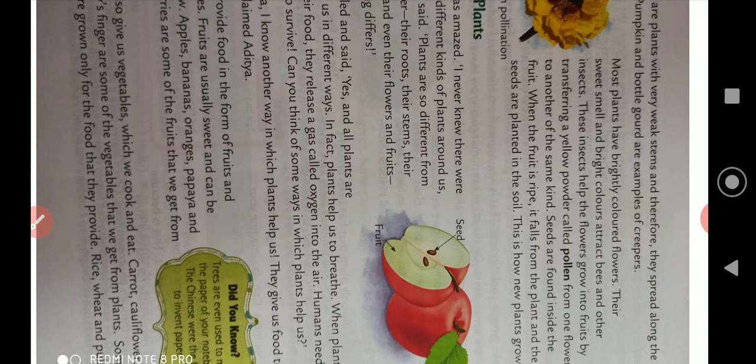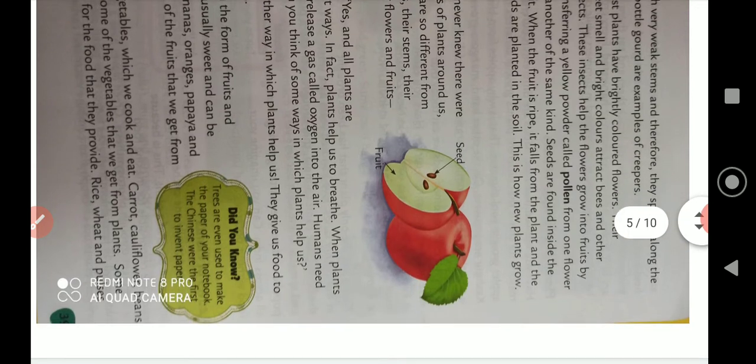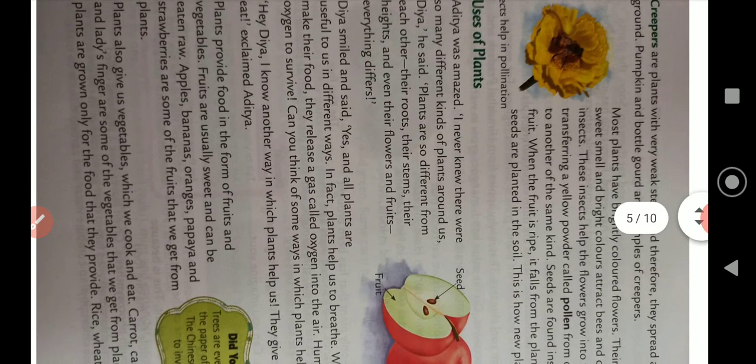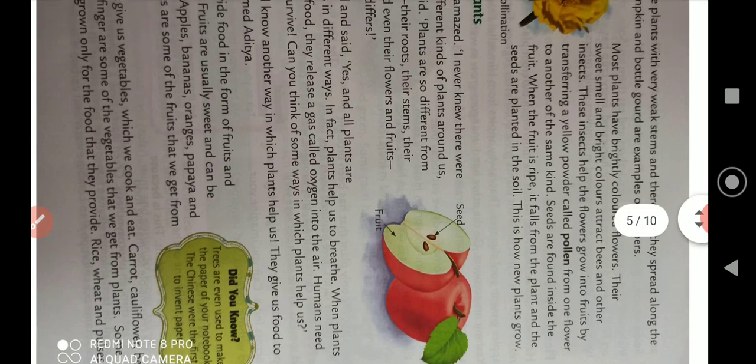Here we can see most plants have brightly colored flowers, and their sweet smell and bright colors attract bees and other insects. These insects help the flowers grow into fruits by transferring a yellow powder called pollen from one flower to another of the same kind. Seeds are found inside the fruit. When the fruit is ripe, it falls from the plant and the seeds are planted in the soil. This is how new plants grow.